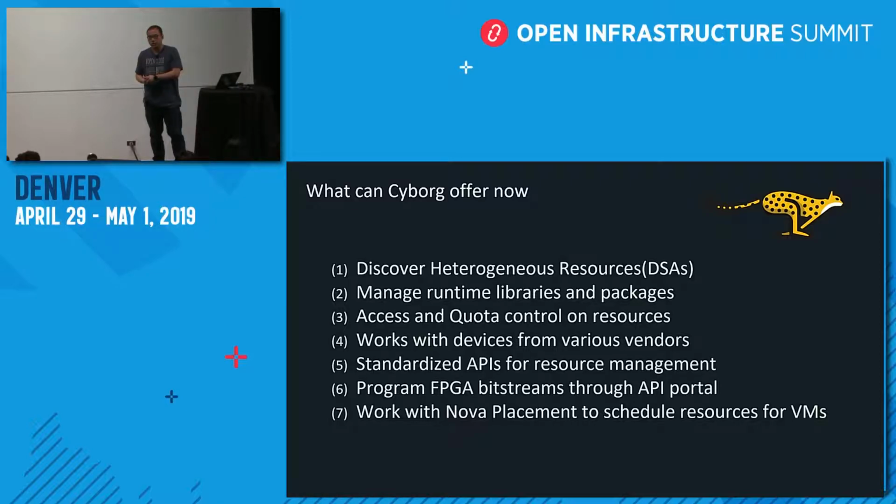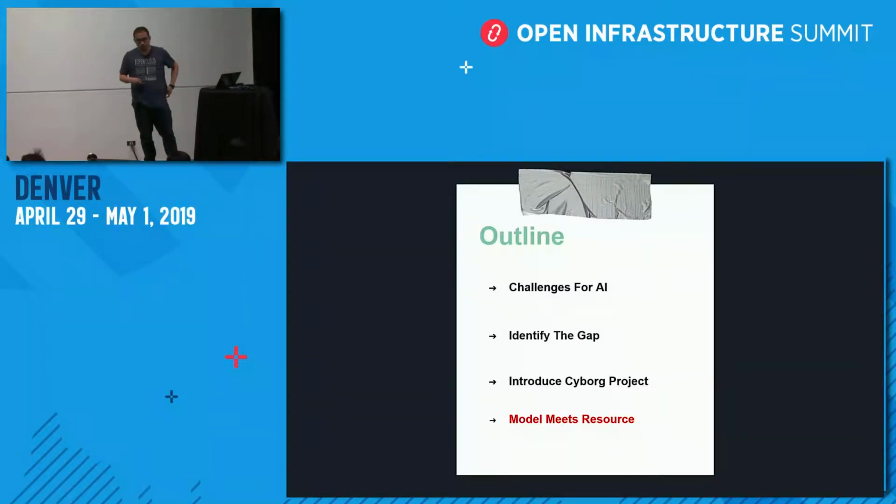It can discover heterogeneous resources, DSAs, manage the runtime libraries and packages, provide access and quota control on the resources, work with devices from various vendors, and offer a standardized API for resource management. For the FPGA use case, you can program your FPGA bitstream through an API portal, and it works with node placement to schedule the resource for the VMs.